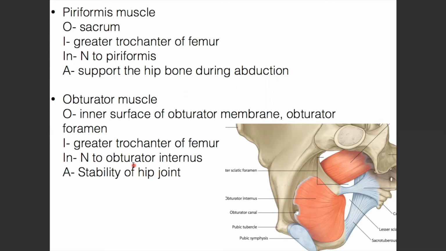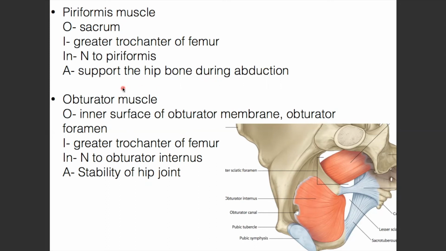In the pelvis they don't come up much. Okay? So there's the piriformis muscle, whose origin is the sacrum, the insertion is the greater trochanter of the femur, and its innervation is the nerve to piriformis, and we're going to be discussing all of the nerves of the pelvis later on. Its action is supporting the hip bone during abduction. Okay, so it supports the hip during abduction.